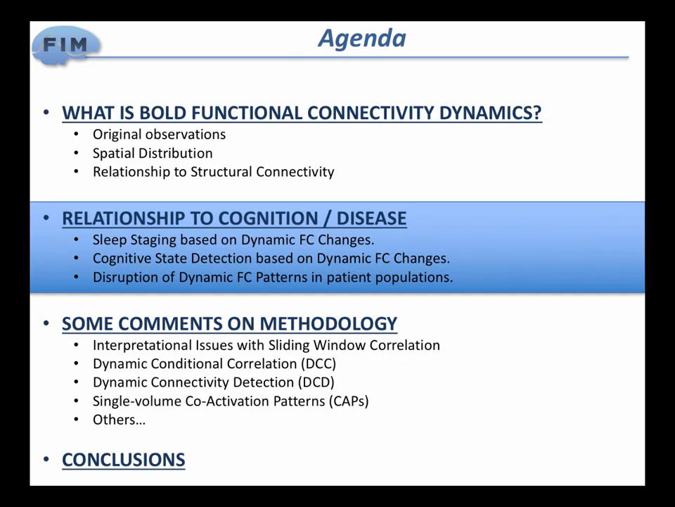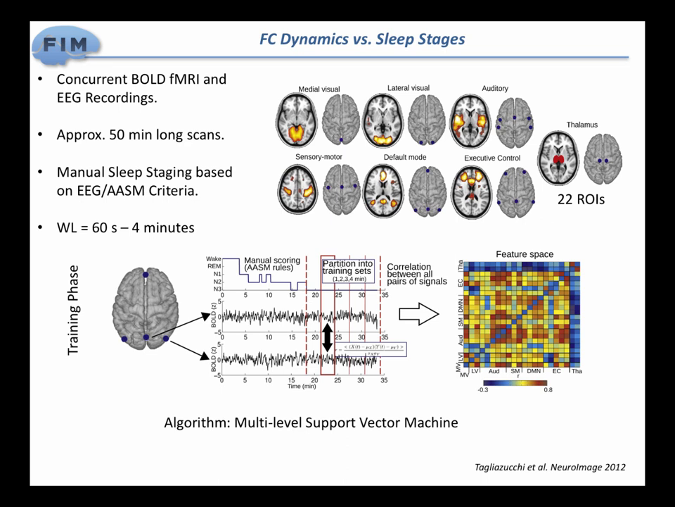So let's keep looking a little more into studies that try to bring this link between the dynamics and potentially cognition. One interesting study is this one by Tagliazucchi, in which what they decide to do is, okay, well, one thing we could try to see is whether fluctuations in dynamic connectivity relate to sleep stages. You can just do it and guess whether you do it right or wrong, or you can go and try to compare it against the gold standard.